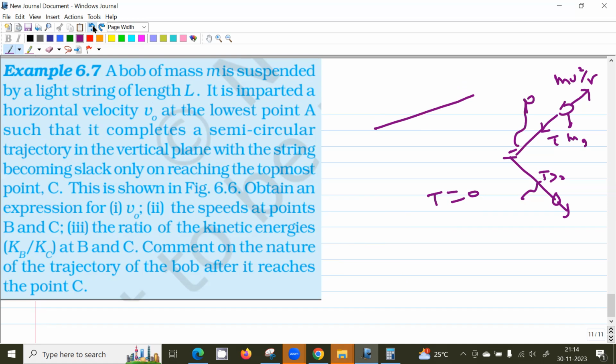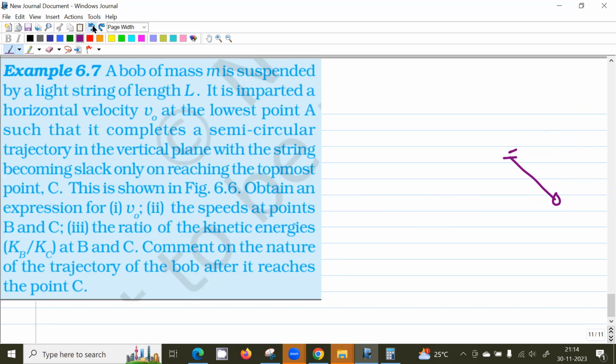This is shown in figure 6.6. Obtain an expression for V0, speed at point B and C, ratio of kinetic energy Kb to Kc and C. Comment on the trajectory of the bob after switches.